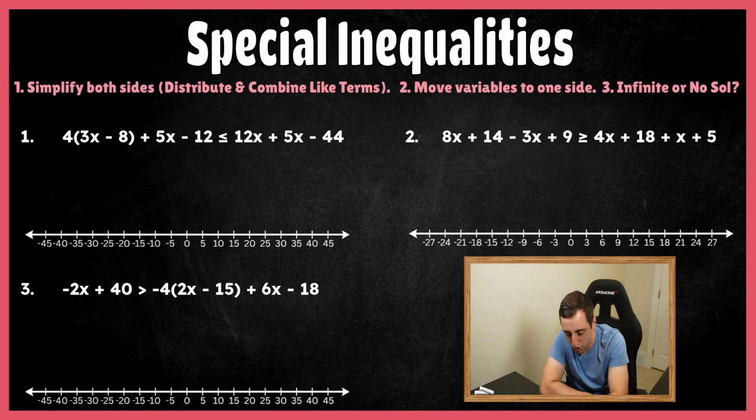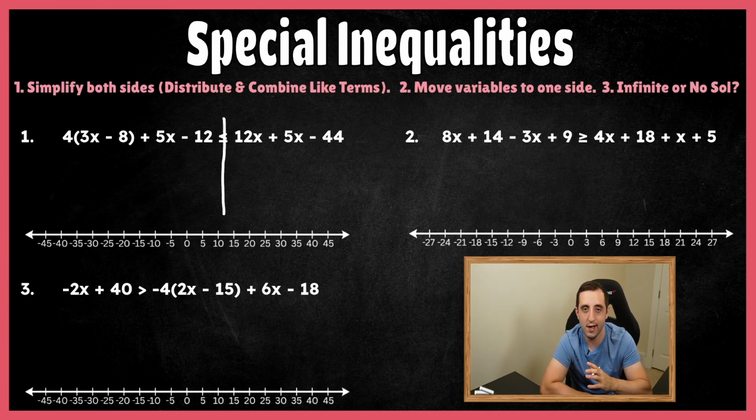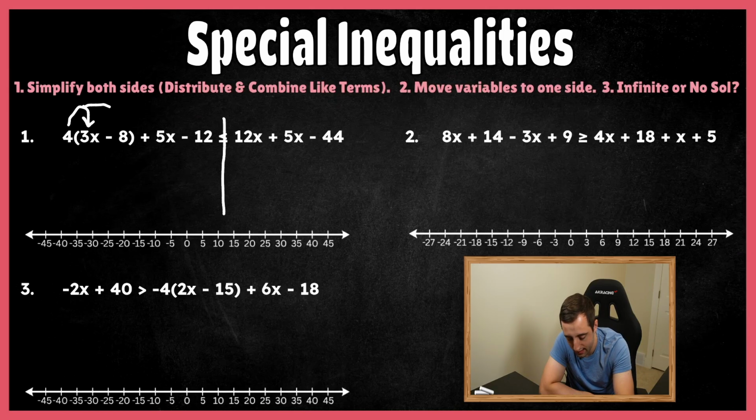I always have my students draw a line, write down that inequality symbol separating the left and the right side. That way they don't accidentally combine like terms where one's on the left side and one's on the right side, because then they're going to get a very, very wrong answer. So on the left side, I notice that there's distributive property. We have a 4 directly next to the parentheses. So 4 is going to be distributed to every term on the inside. So let's go ahead and tackle distributive property first.